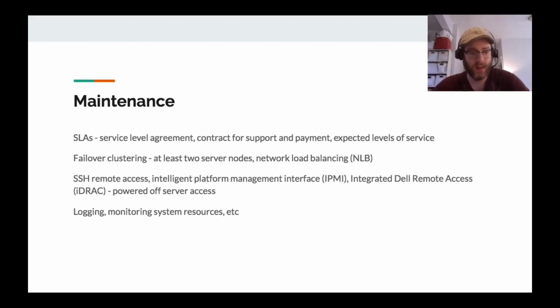And then there are ways to access your servers, like SSH. I think these are more proprietary ones, like the integrated Dell remote access, iDRAC. I'm not familiar with the intelligent platform management interface, IPMI, but it's probably like the Dell remote access. Basically it's a way to access your server when it's completely powered down and boot it up or reboot it without actually having the operating system running. And then you're also going to have to be aware of logging, monitoring system resources, performance, all that stuff.